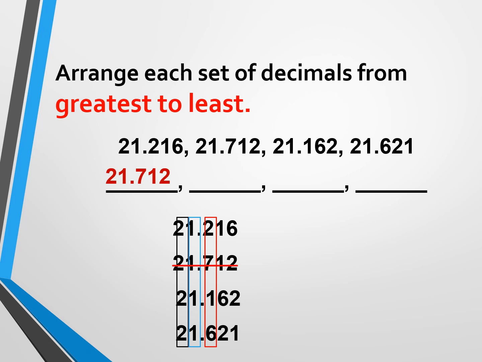Then we will look for the next or smaller than 7, which is 6. So meaning 21 and 621 thousandths is the next in the list. And third is the 21 and 216, I mean, 216 thousandths. And finally, the 21 and 162 thousandths. Okay, did you get it right? So comparing and ordering decimals, we always follow the same rule. We compare it from the leftmost digits or place value.